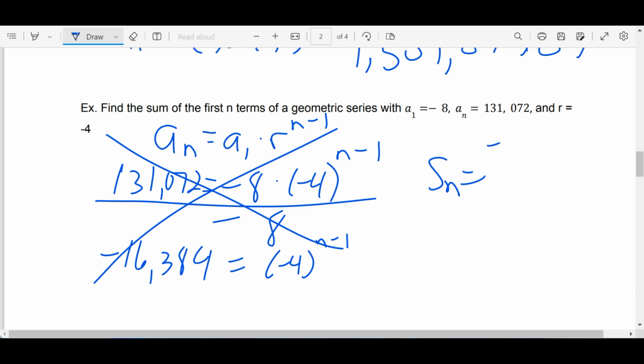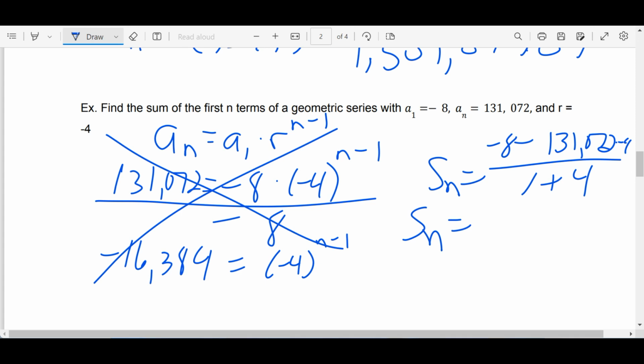A sub 1, negative 8, minus 131,072 times r, which is negative 4, over 1 minus a negative 4, so 1 plus 4. So you will get, throw that all in, you get 104,856.